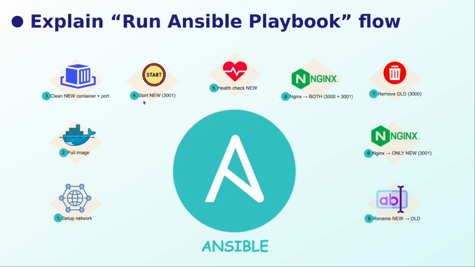Ansible deployment flow. The deployment flow uses a blue-green strategy. 1. Set up a Docker network. 2. Pull the latest image. 3. Remove any existing new container. 4. Free port 3001 if needed.